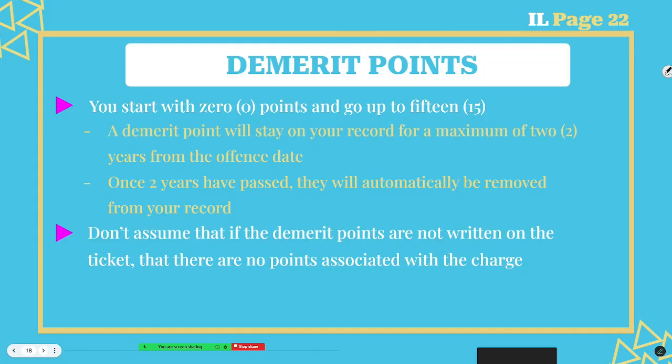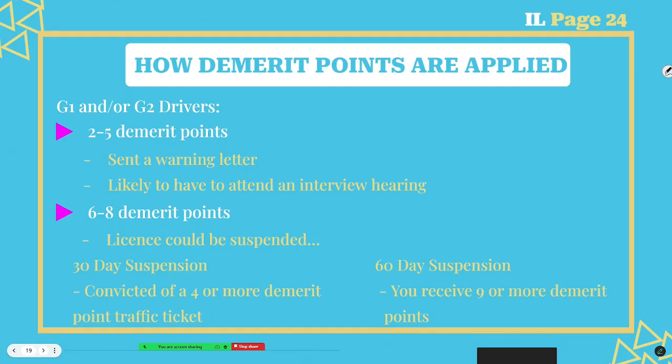Now, don't assume that if the demerit points are not written on the ticket, that there are no points associated with the charge. That's not what that means. A police officer doesn't have to write down the demerit points because that's the way of the Ontario Ministry of Transportation to track, not necessarily OPP, for instance. So don't assume if there's no demerit points written that you're not going to get them. Be mindful of that.